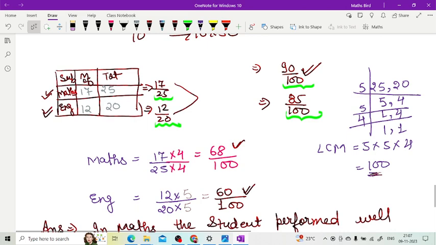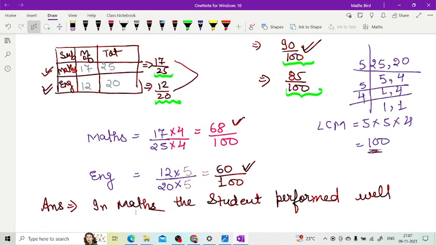And the next question was how to compare, right? So make sure, that's why I said the ratio, that means the comparison between two things should be with the same unit. Here it was 25, it was 20, so we made it the same, right? We made it the same, then we compared. So in mathematics the student performed well, right?